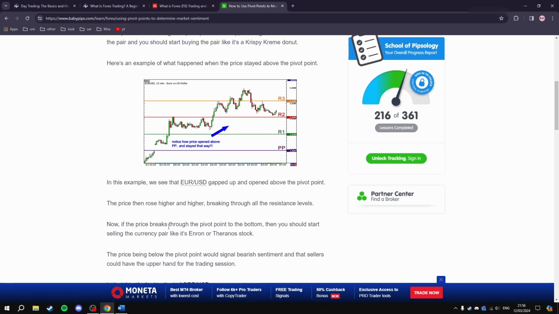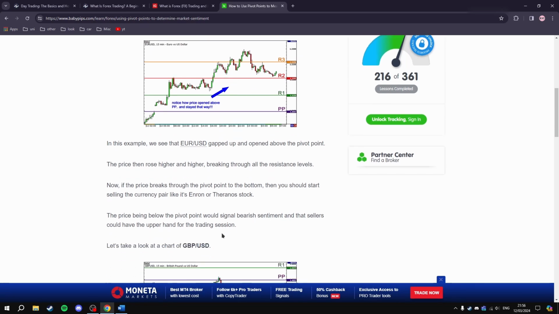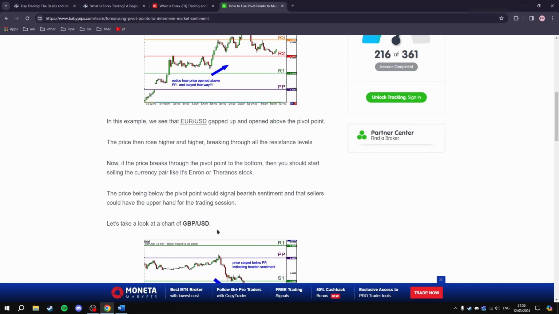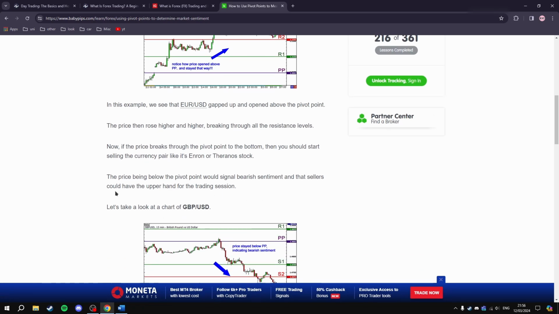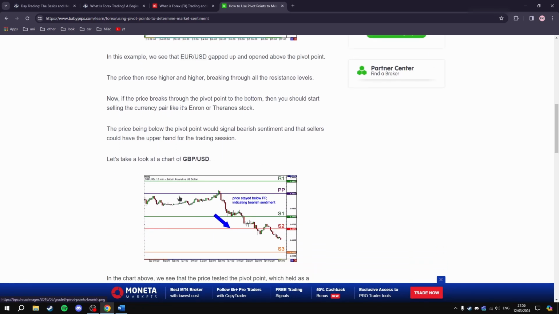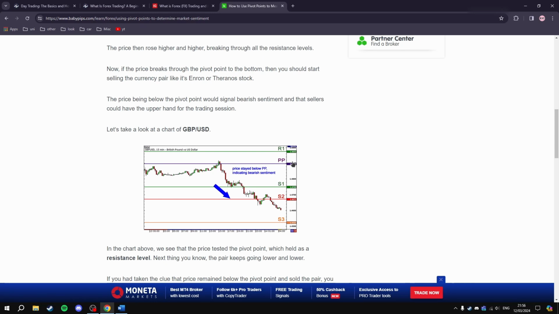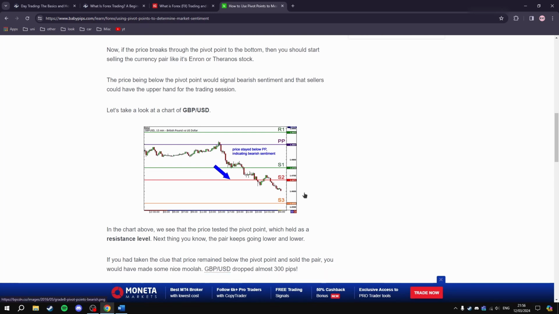Now, if the price breaks through the pivot points at the bottom, then you should start selling the currency pair like it's Enron or Theranos stock. The price being below the pivot point would signal bearish sentiment, and that sellers could have the upper hand for the trading session. Let's take a look at the chart of GBP USD. Price stayed below the pivot point, indicating bearish sentiment. So overall it's going down.